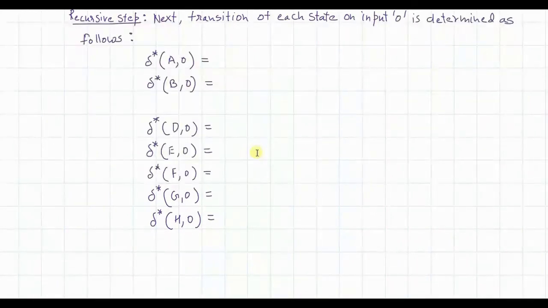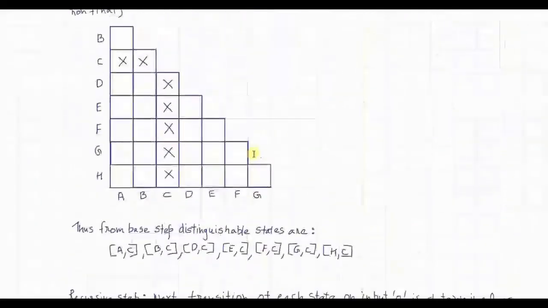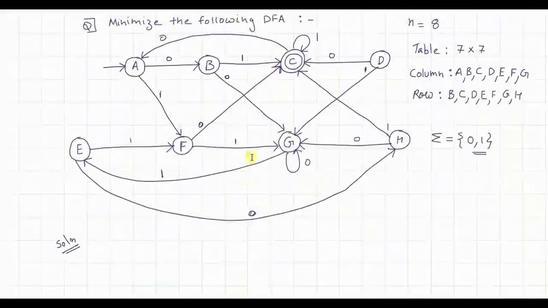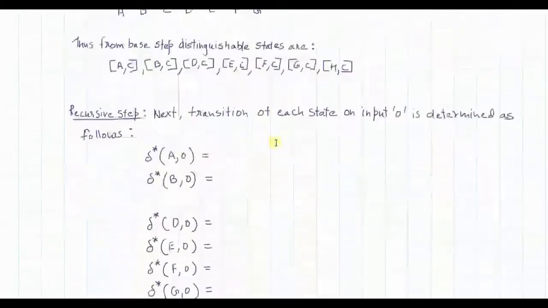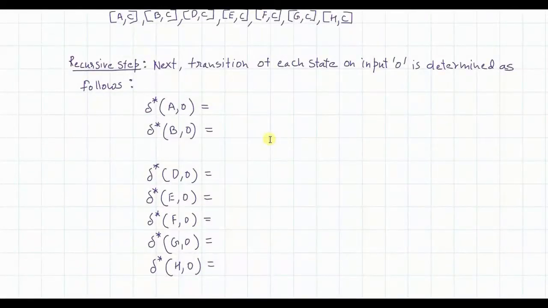Now let's find out each. What is the transition of A on 0, B on 0 and so on? Looking at the diagram, just see A on 0 goes to B. B on 0 goes to G, right? So A on 0 goes to B, B on 0 goes to G, we have just found out.